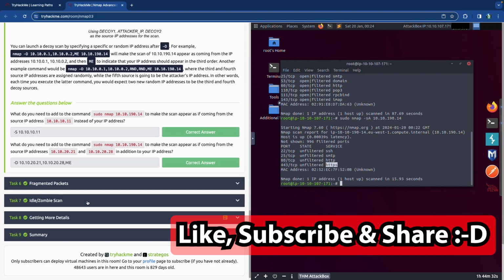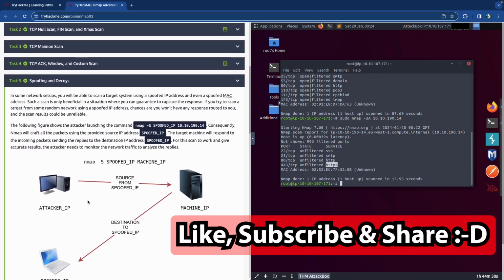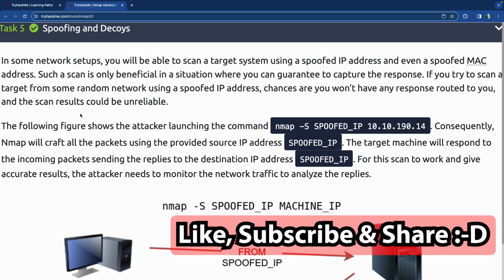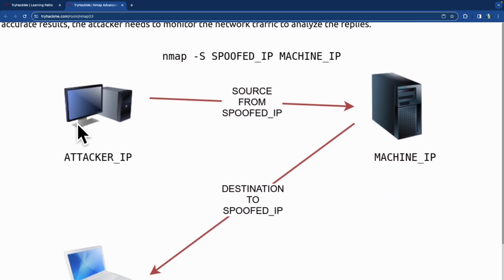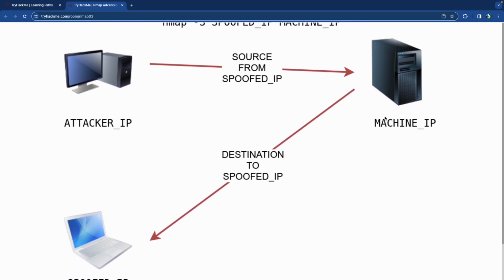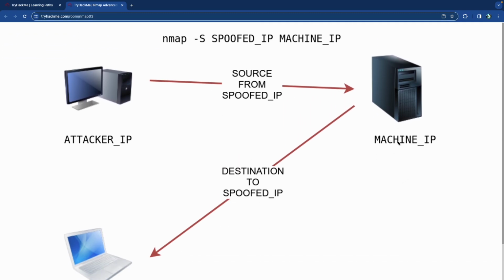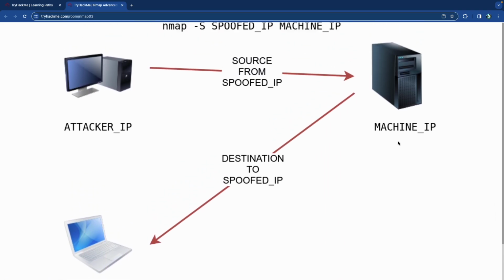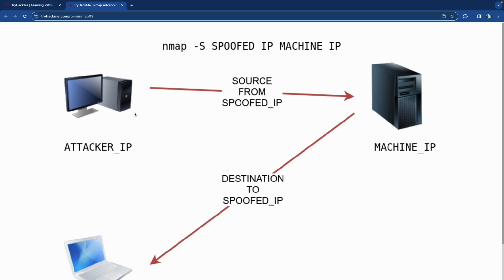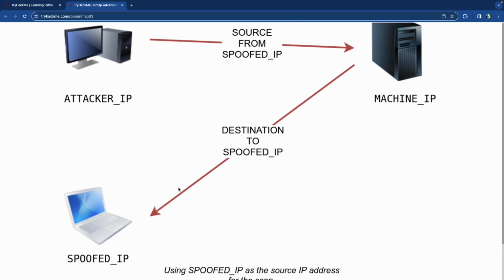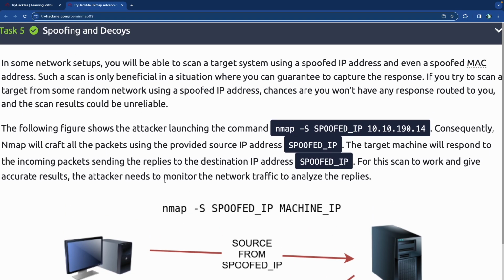So now let's talk about spoofing and decoys. This is an interesting concept here. So spoofing essentially means that this is our IP address, and then this is the machine that we're trying to attack. Let's see if this is what they actually are referring to, because it seems like this is going to be the victim. Yeah, so this is, I see. Okay, so we're going to send it from the spoofed IP, and then the machine is going to respond to the spoofed IP. And this is a way for you to avoid being detected by intrusion scanners and stuff like that.